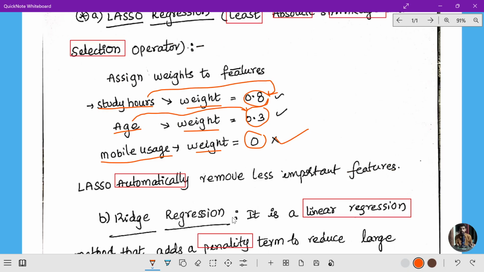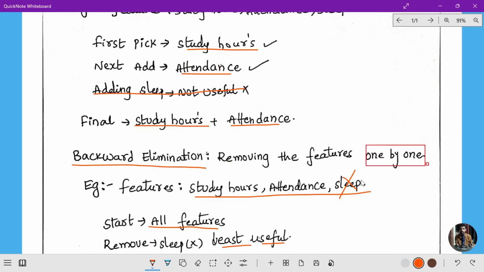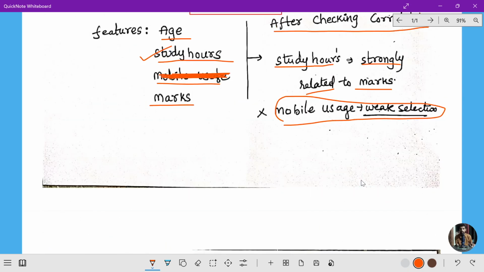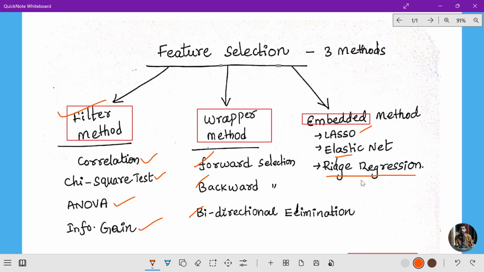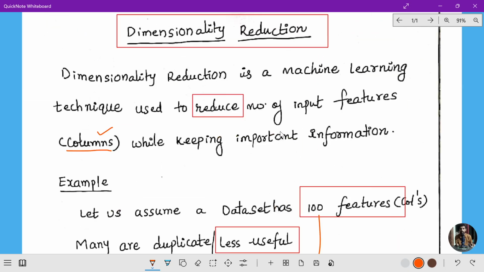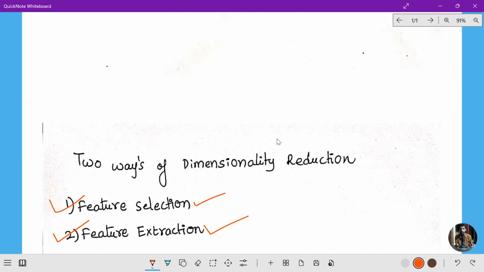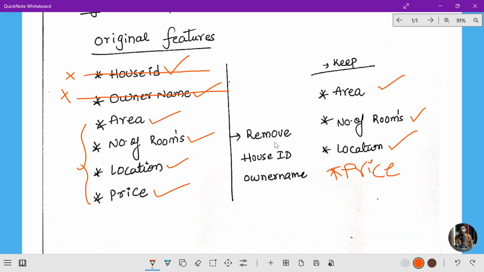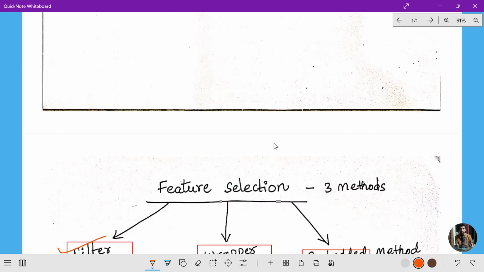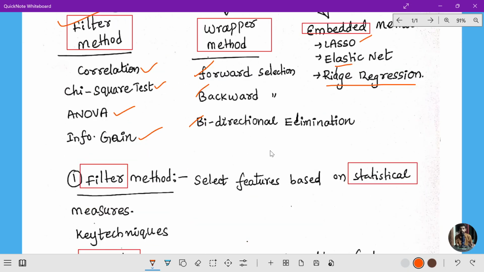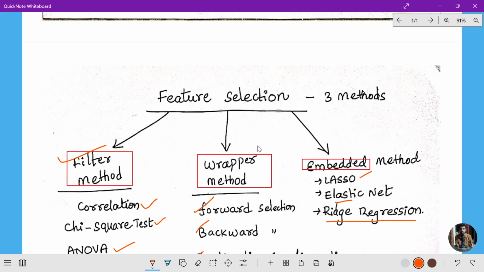Okay, so this is all about feature selection. Very important. If you need notes, you can ask me. So we complete this feature selection. In the next video, I will explain the next concept. We have completed feature selection till now, and in the next video we go for the next concept.